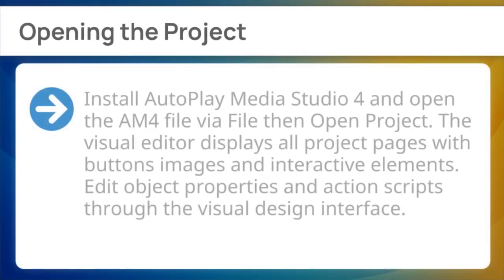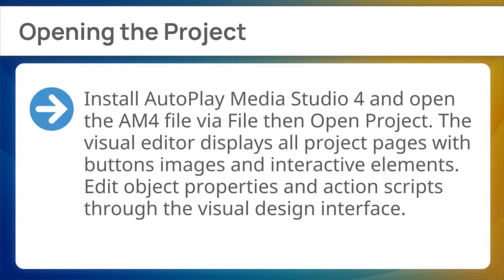First, opening the project. Install AutoPlay Media Studio 4 and open the AM4 file via File, then Open Project. The visual editor displays all project pages with buttons, images, and interactive elements. Edit object properties and action scripts through the visual design interface.